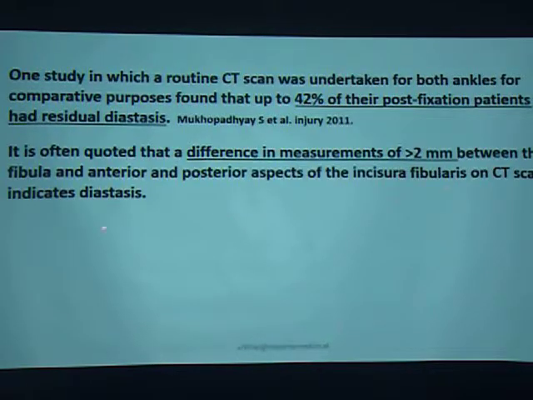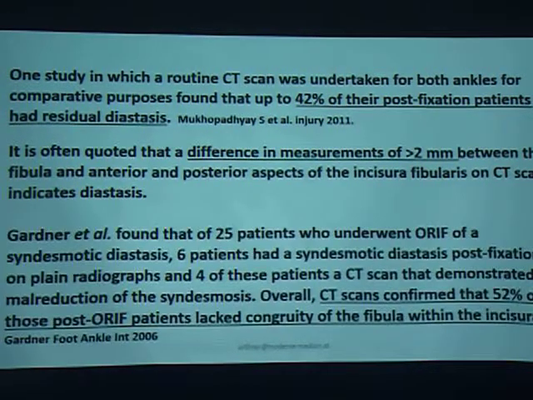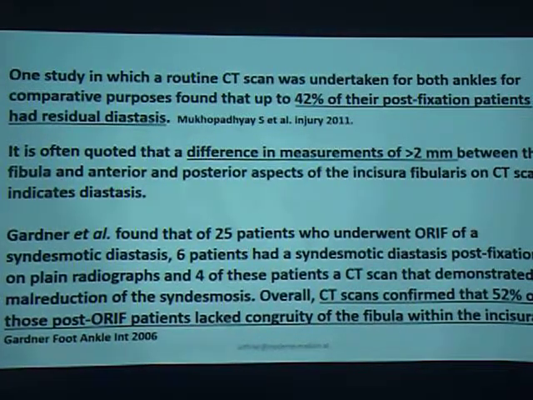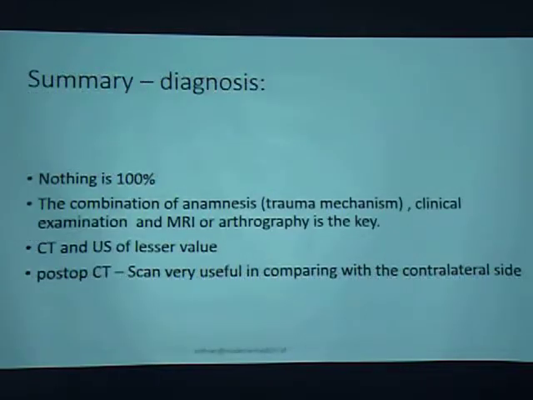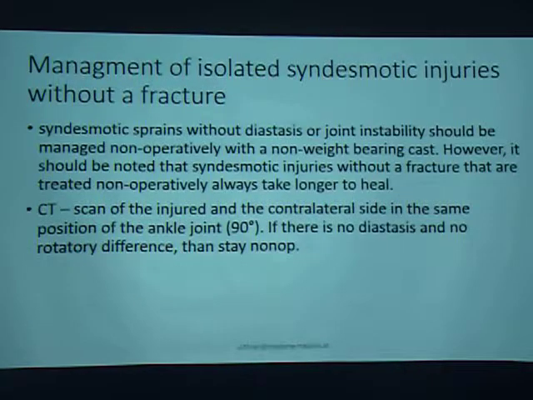But that's not only this. If the difference is more than 2 millimeters, then the CT scan is positive, and there is a malreduction. Again, a paper from 2006: 52% had a malreduction. That's really, I think, the screw which is done worst in the whole body is the syndesmotic screw. Nothing was diagnostic, nothing is 100%. The combination of the analysis, clinical examination, and MRI is the key to find the right diagnosis, and CT and ultrasound have lesser value. The postoperative CT scan has a high value to check your result.